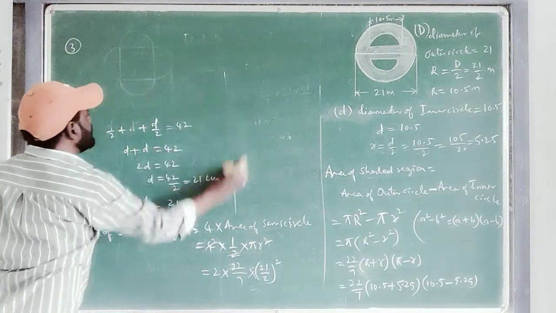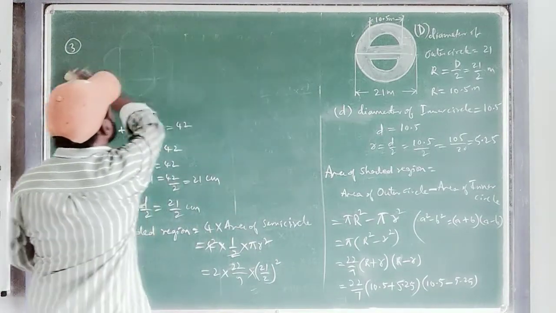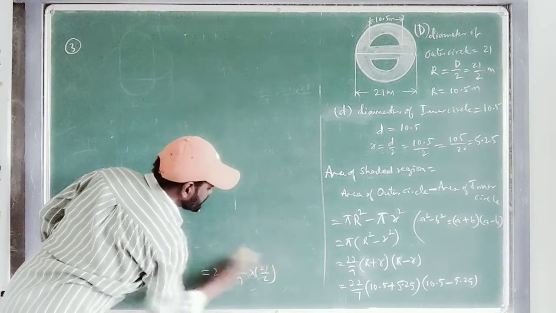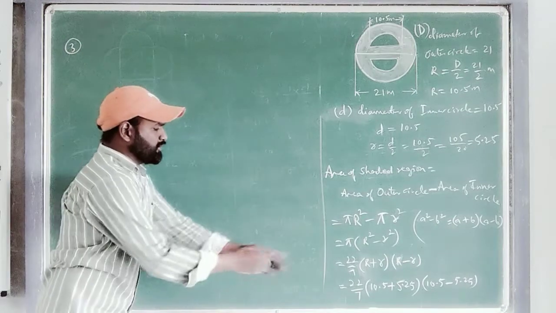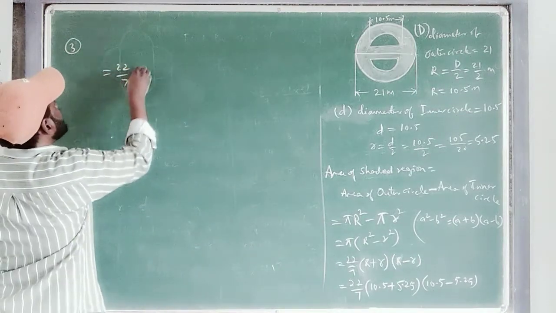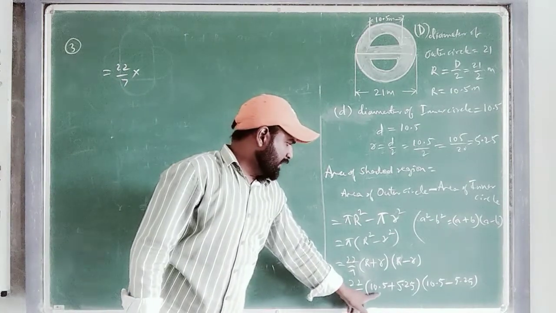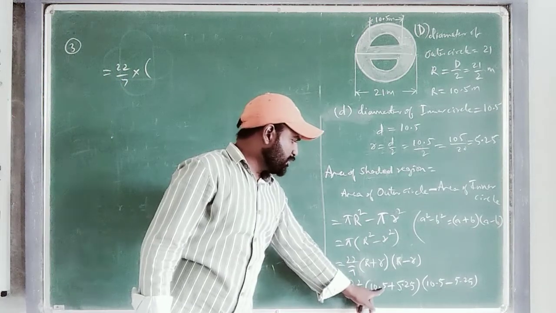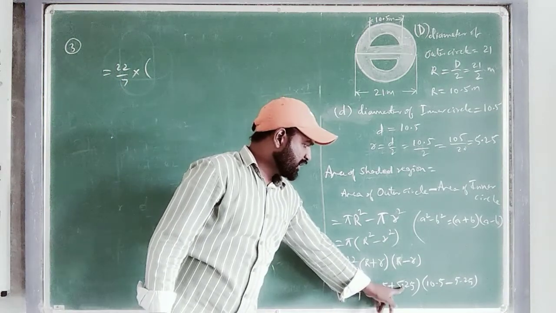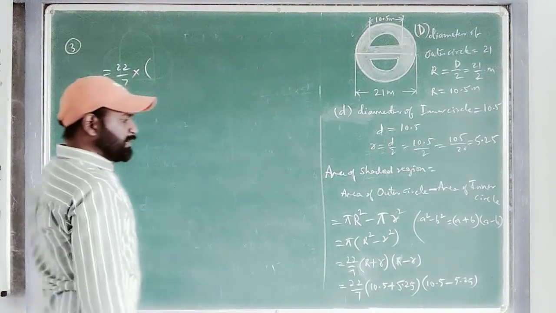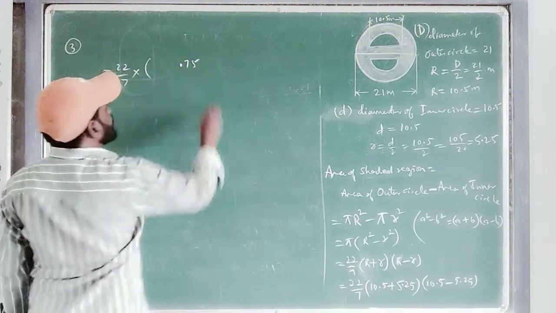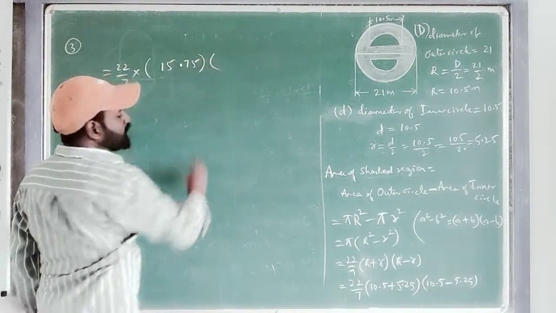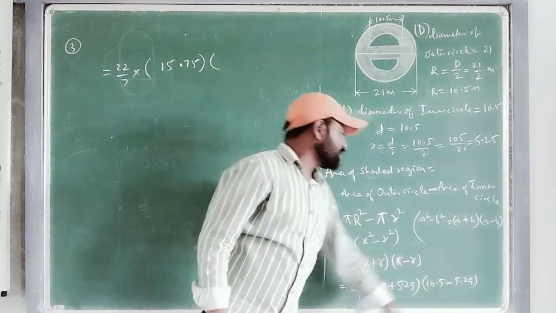Two problems I am telling you. So I am erasing this portion. So here 22/7 into inside the bracket is what there? 10.5 plus 5.25. So 10.5 plus decimal point here. After the decimal 5 is there. After the decimal 25 is there. So it will be after the decimal 75. Okay. Again 10 plus 5 15. 15.75 into again here 10.5 minus 5.25.